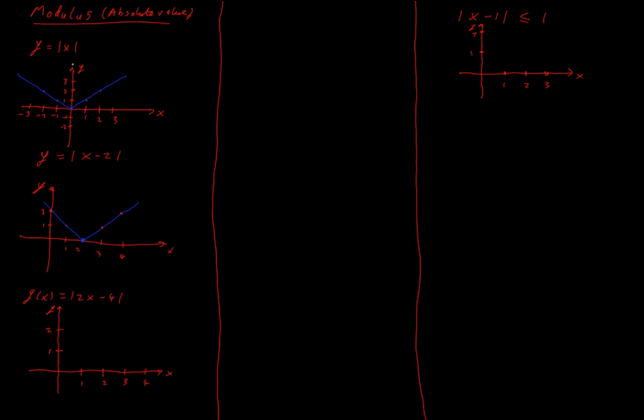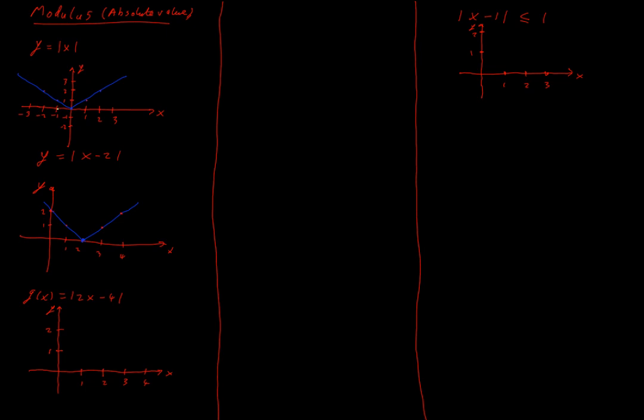If we take the simplest version of a modulus equation, we have y is equal to the modulus of x, or the absolute value of x. That means that we're always going to take the positive value of x, and that's going to be the y value. Fairly straightforward. If we look at the positive values of x, when x is 0, y is 0. When x is 1, y is 1. When x is 2, y is 2.